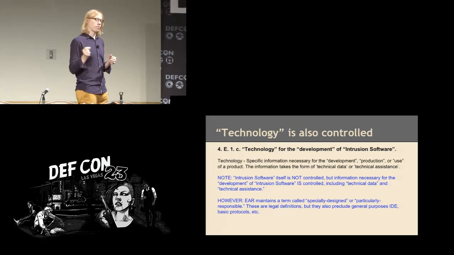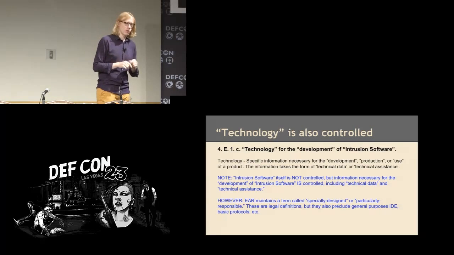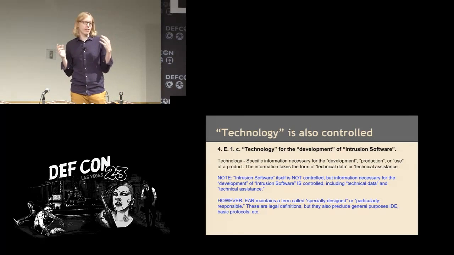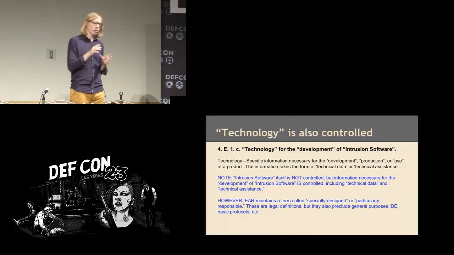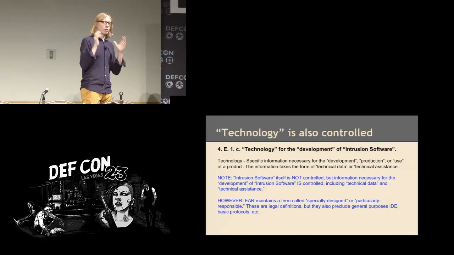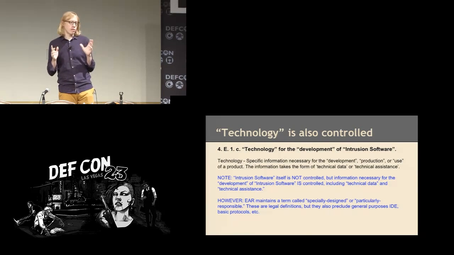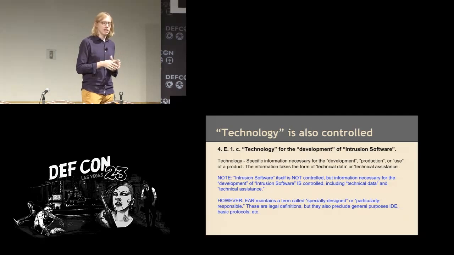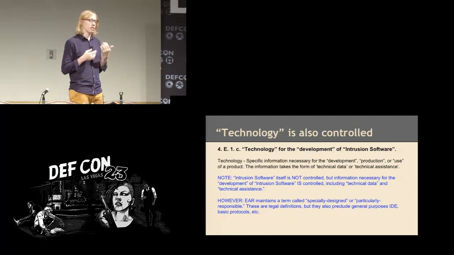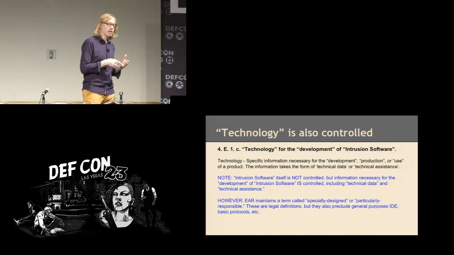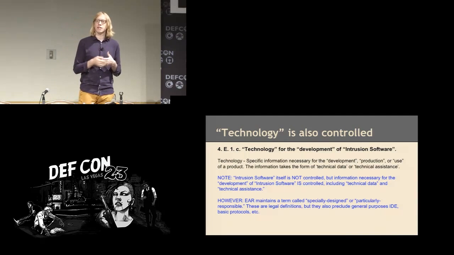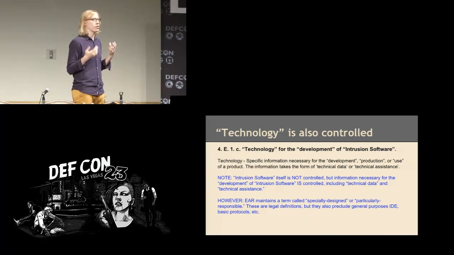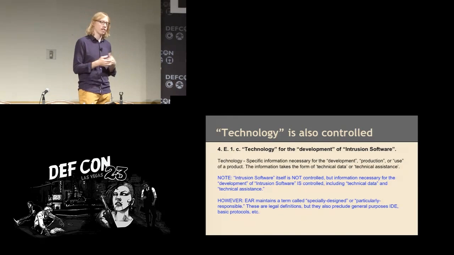Here's where it gets more confusing. They also start to do what's called technology for the development of intrusion software. And by and large, when you run into controversy, this is probably the largest issue, which is that technology in terms of Wassenaar is a specialized thing. It's basically technical data. It's technical assistance, it's blueprints, it's the structure that is necessary for the creation of that thing.